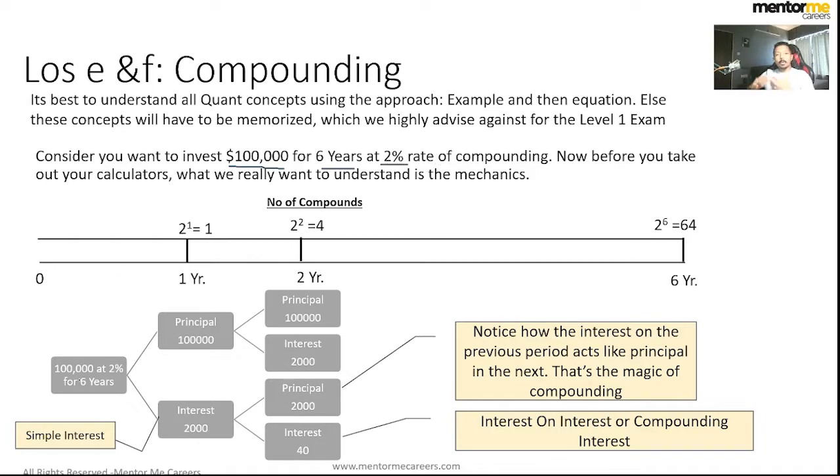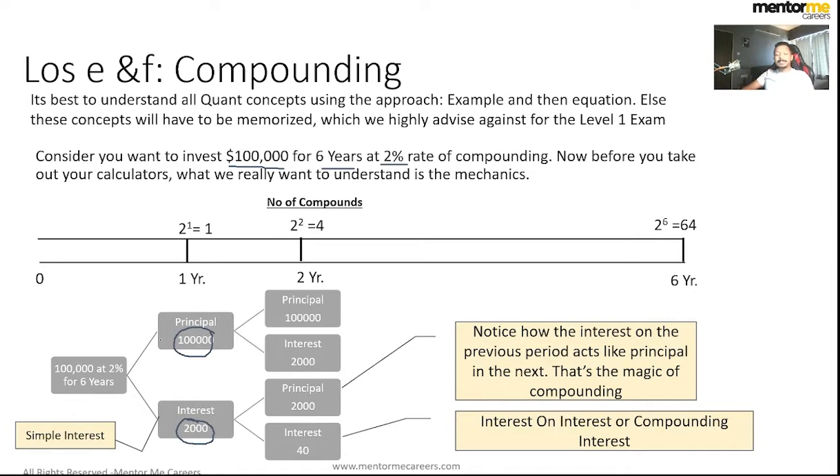Let's try to understand what exactly happens in compounding, and that's how you'll understand the concept of interest on interest, right? So if you look at the first stage, you have 1 lakh dollars at 2% for 6 years. So this 2% finally gives you another 2000, right? And the 1 lakh remains just like how it is. At this stage, this is nothing but simple interest, right?